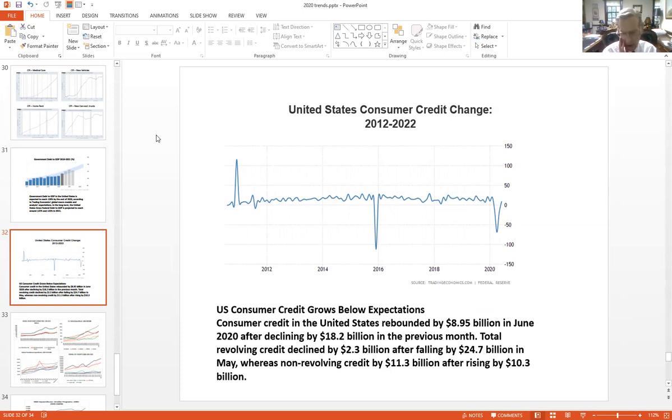But non-revolving credit, time payments and so forth, actually rose prior to the recession by over $10 billion. So the availability of credit card capacity has been reduced as the banks lose confidence.